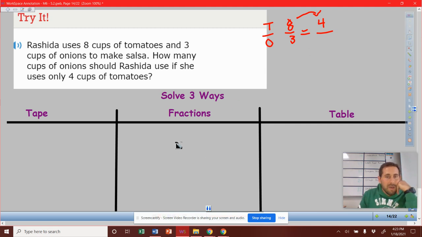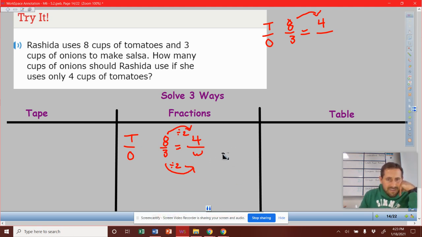All right. So I've already done the fraction one pretty much, so that's where I'm going to start. So I've got 8/3 equals what number, or 4 over what number? So what did we do to 8 to turn it into 4? We divided it by 2. So what are we going to do to 3? We're going to divide it by 2. And this is unique. What is 3 divided by 2? It's actually a decimal, 1.5.